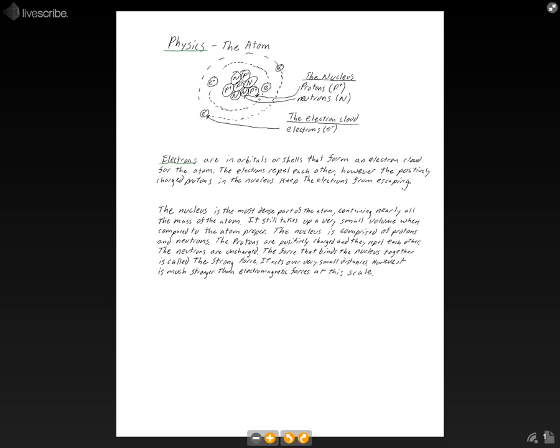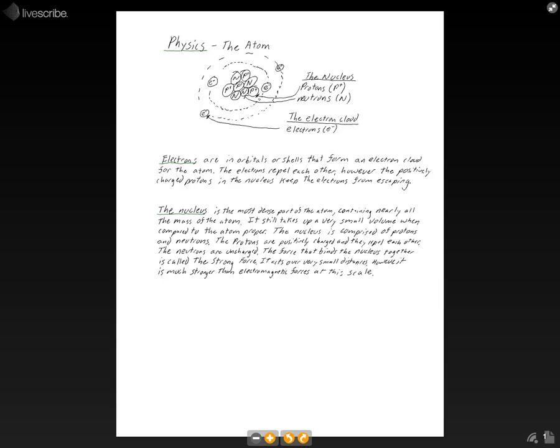So the nucleus is the most dense part of the atom. It contains almost all of the mass inside the atom. The electrons have a little bit of mass, but not very much when compared to the neutrons and protons. So it's incredibly dense, and it takes up a very small volume when compared to the rest of the atom.